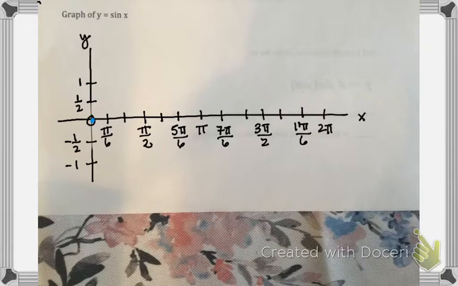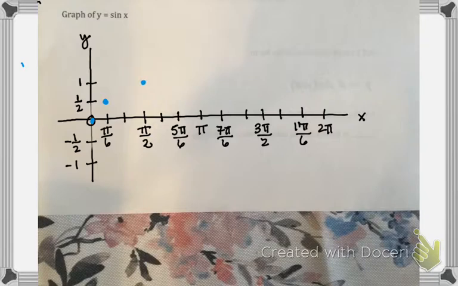That would be right here. Okay, the next point I'm going to plot is pi over 6 comma 1 half. So pi over 6 comma 1 half is here. Pi over 2, sine is 1. So I'm going to plug that in.